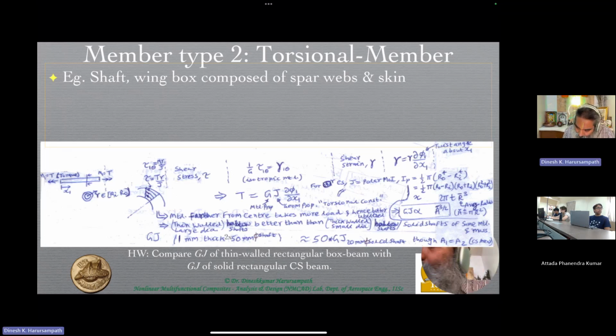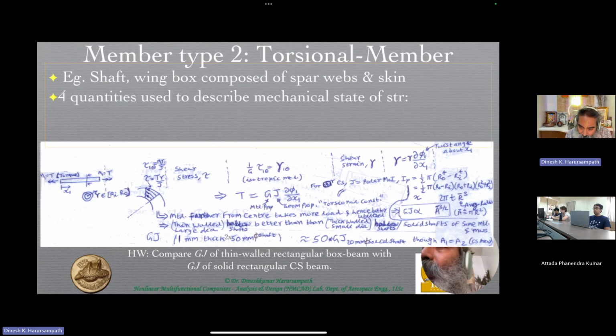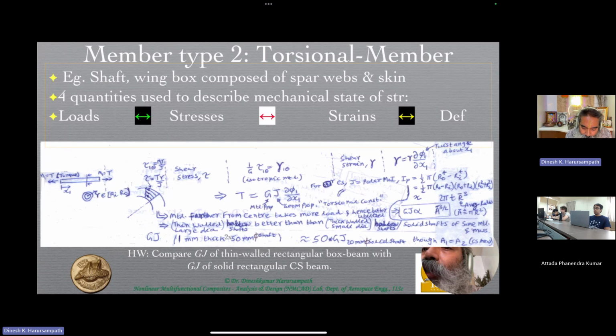So coming back to what I was saying, here, once again, we will go through the same set of four quantities which are used to describe the mechanical state of the structure, namely the loads, stresses, strains, and deformation. And then, of course, we'll come back and look at the equations. So first of all, as far as the load is concerned, we just introduced that. That is M1. The main stress that comes out is the shear stress as opposed to the normal stress we had in the previous case. Remember that we had sigma 11 when F1 was there. Here, on the other hand, we are going to have a tau.